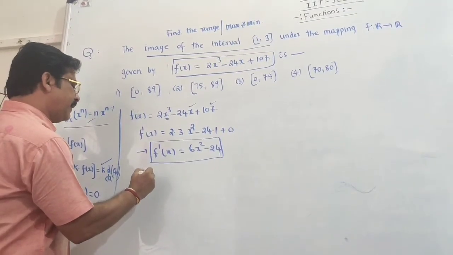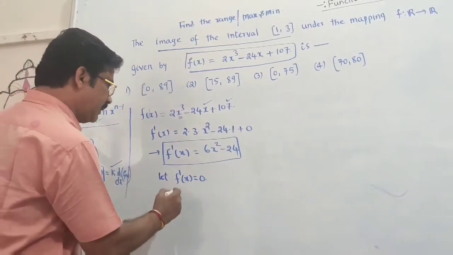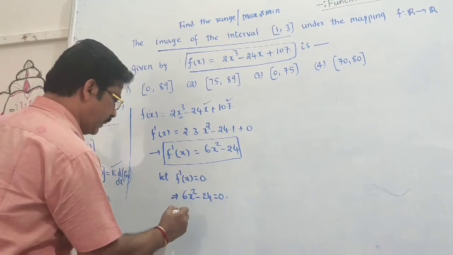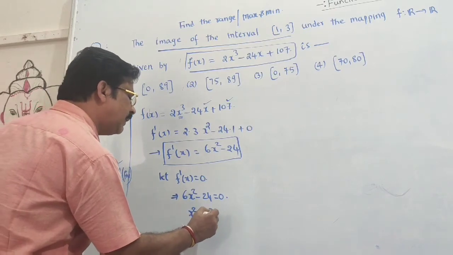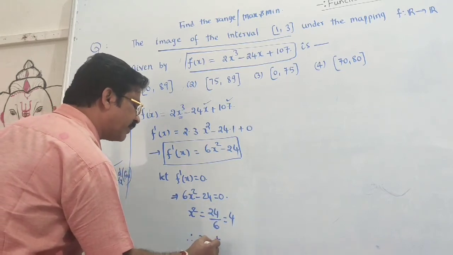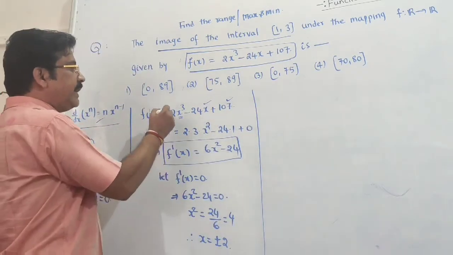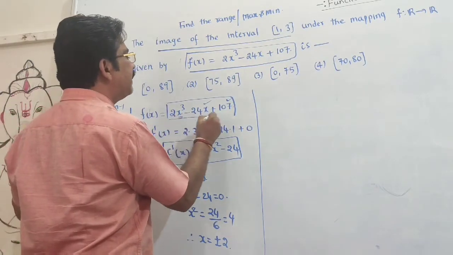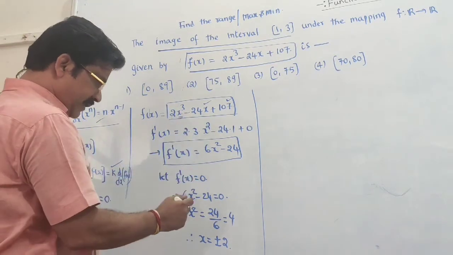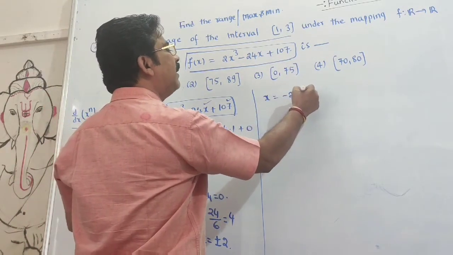So first step, let f dash of x be equal to 0. That implies 6x square minus 24 is equal to 0. Next, 6x square equal to 24, divided by 6, 6 4s are 24. So therefore x equal to plus or minus 2. This is a polynomial in terms of x, therefore it is always a continuous function. So here we are having x equal to minus 2 comma plus 2.